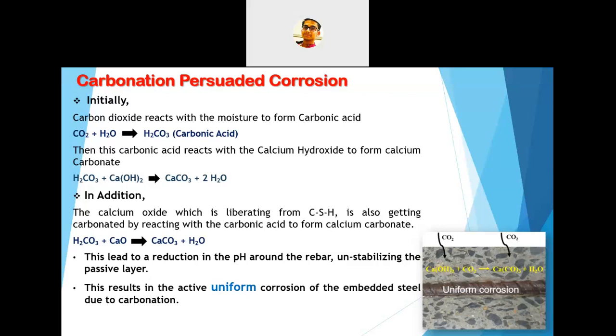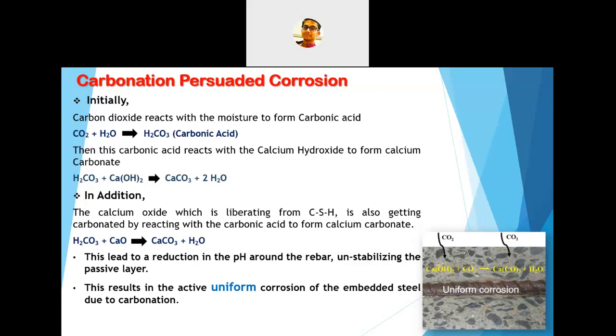Thus, the calcium hydroxide is breaking down and forming calcium carbonate with the release of OH minus, hydroxide ions. So the solution becomes acidic in this way. In addition, the calcium oxide coming out from the CSH, calcium silicate hydrate, is also getting carbonated in the presence of carbonic acid to form calcium carbonate. Thus, slowly the acidity of the concrete solution increases, and thus the corrosion starts.